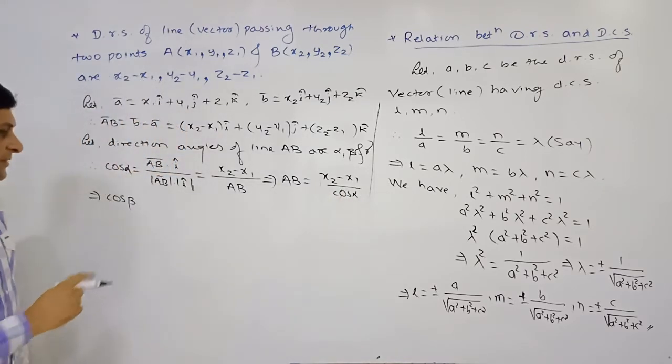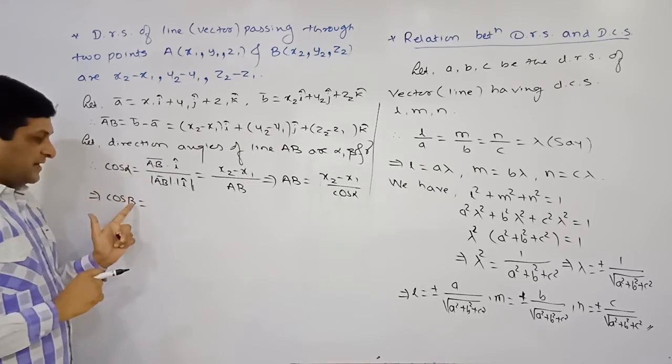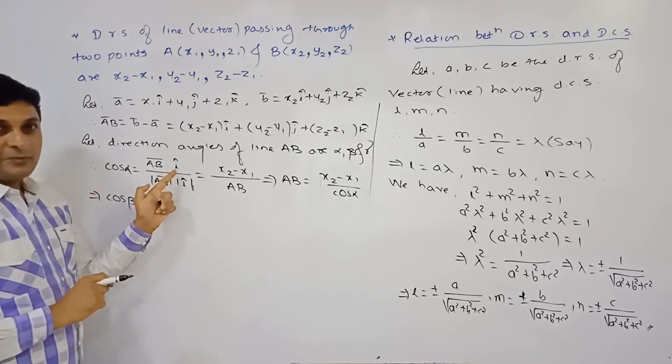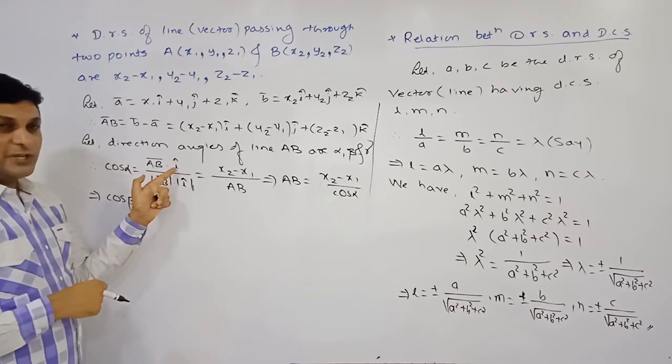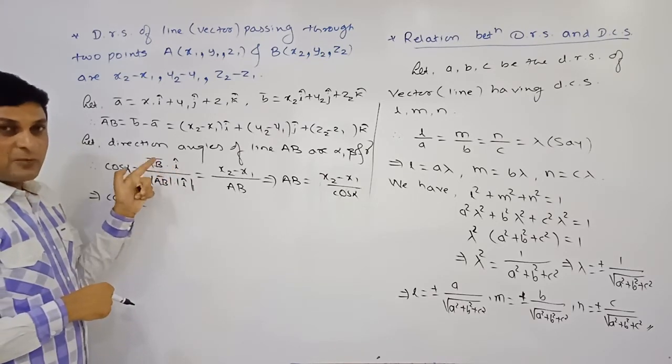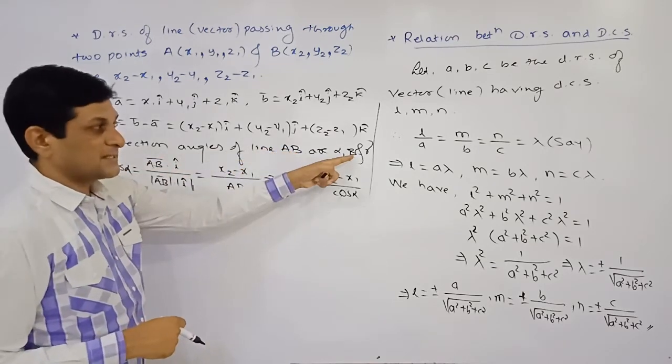Now similarly we can prove that cos beta is equal to... Instead of alpha, if we take beta, beta is nothing but the angle made with the vector along what? Y axis, and the unit vector along the y axis we denote by j cap. Beta is the angle made by this line with which axis? Y axis.